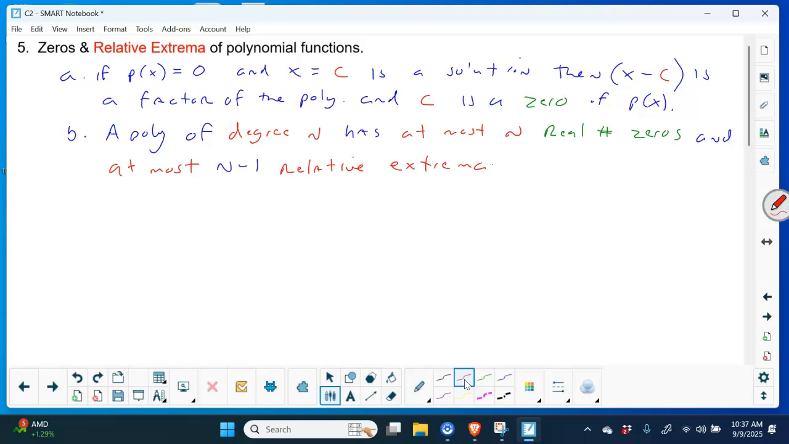But here's the thing. If you got a third degree, there's at most 2 relative extrema. If you have a second degree, there's at most 1. Might be none, but there is at most 1. If you have a first degree, you have no possible relative extrema. 8th degree, you could have 7 relative extrema. So, all right, you're probably going crazy.